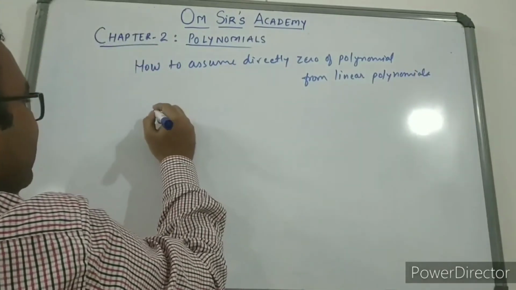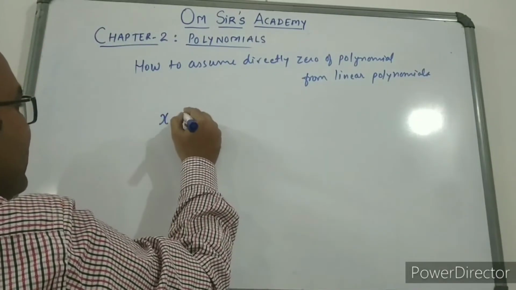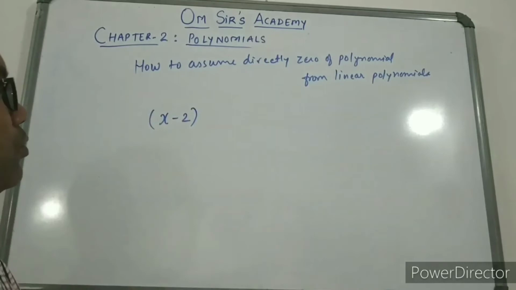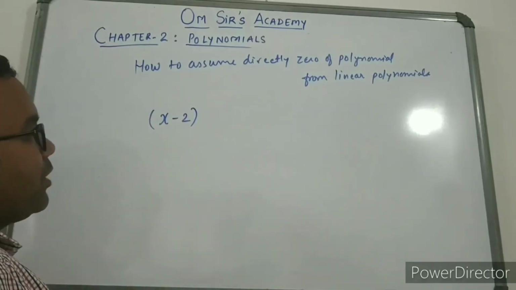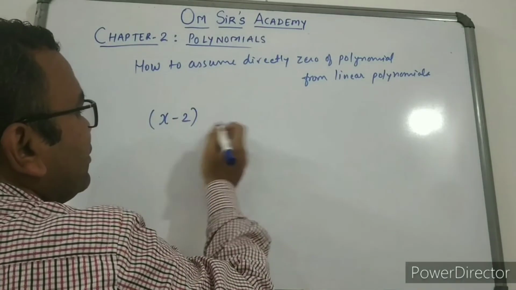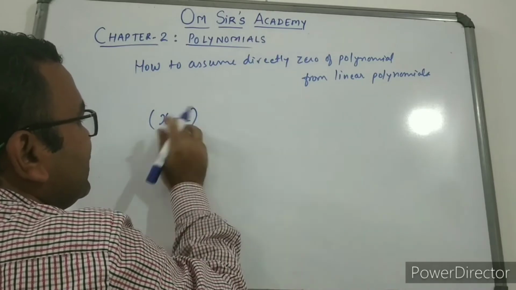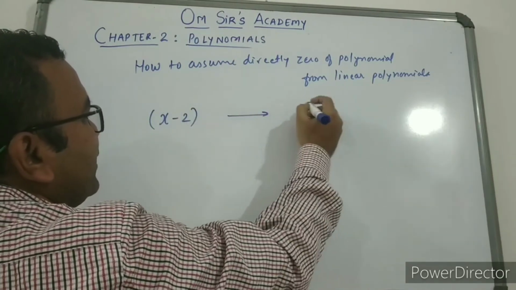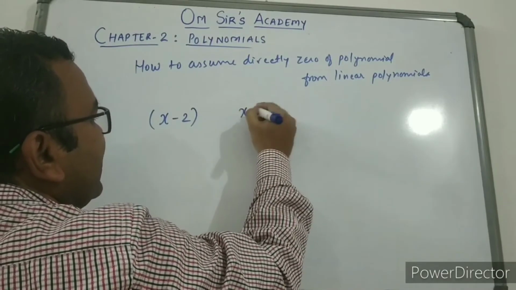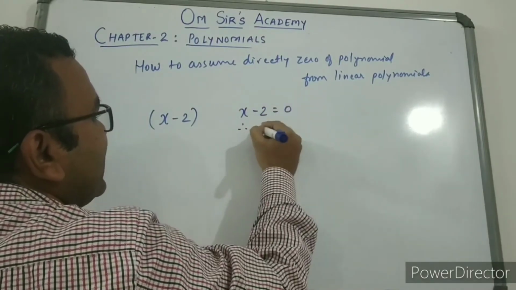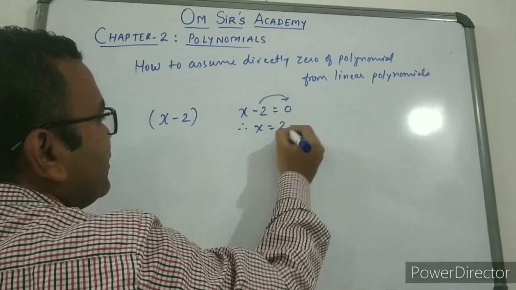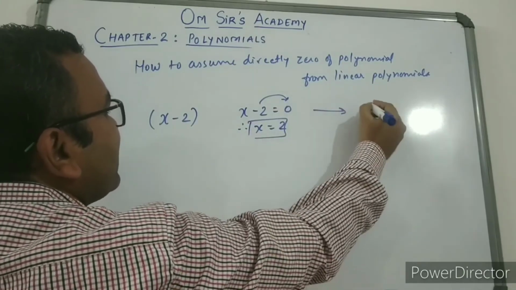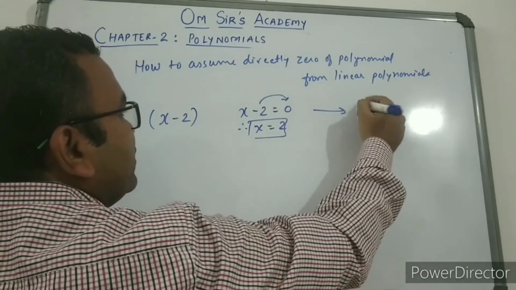Say for example, if there is a polynomial x minus 2. So what can be the zero of this polynomial? We can directly put this: negative will become positive. So what can be the zero of the polynomial? x minus 2 equals 0. So x will be, this minus 2 will go to this side, so it will be 2. So directly we can write 2 is a zero of the polynomial.